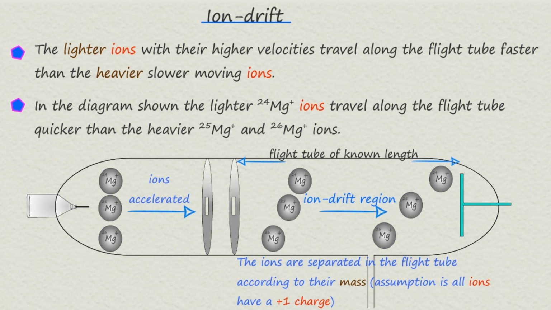Now it is important to note that the ion drift region relies entirely on the initial kinetic energy provided during the acceleration stage, and the longer the flight tube, the more time the ions have to separate based on their mass, leading to a better resolution in the final mass spectrum.